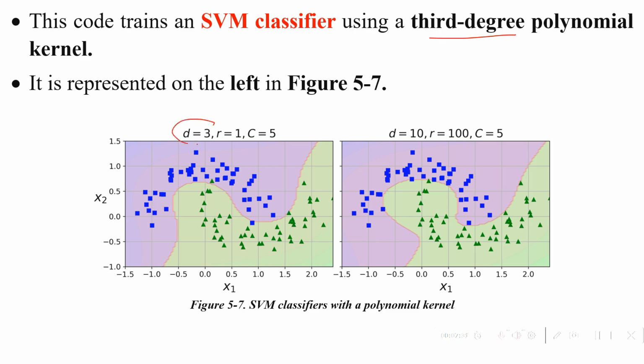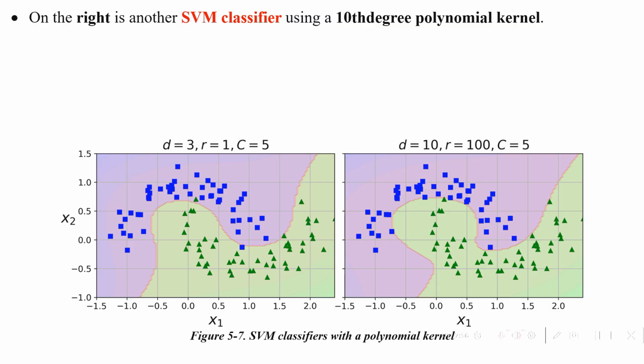Here the diagram contains degree equal to 3 and r equal to 1 and c equal to 5. So with the help of this one we are training our model. So the degree here is 3. It classifies the data into two classes separately, that is a triangle class and square class, or blue class and green class. Now, on the right hand side of this figure, we are going to see the degree equal to 10. So here the degree equal to 3 and here the degree equal to 10.